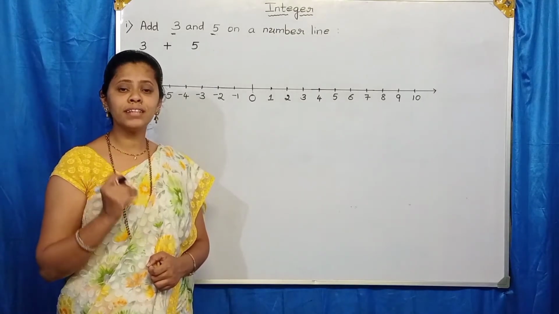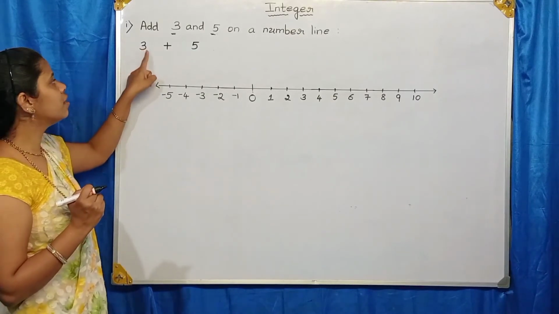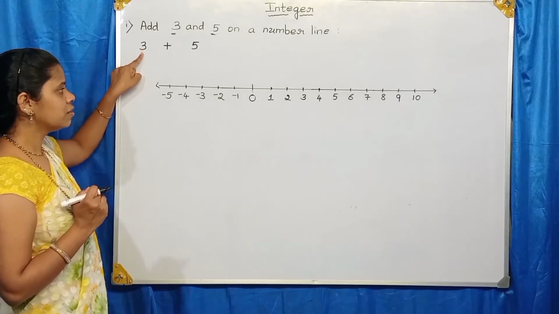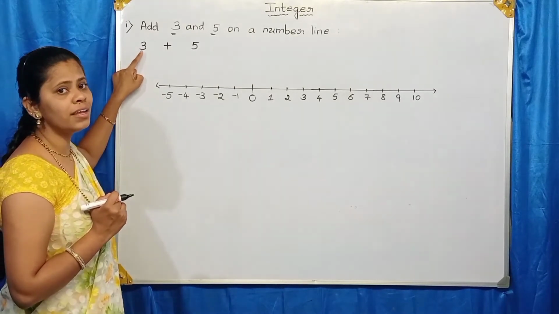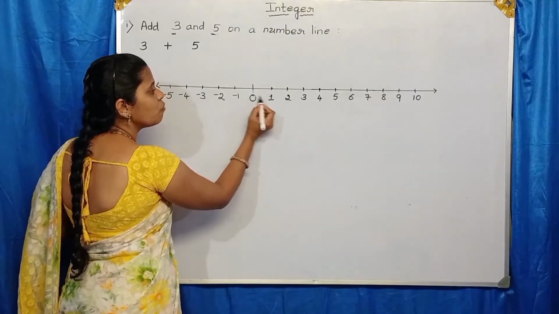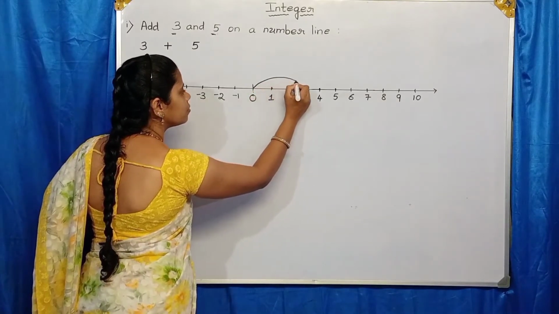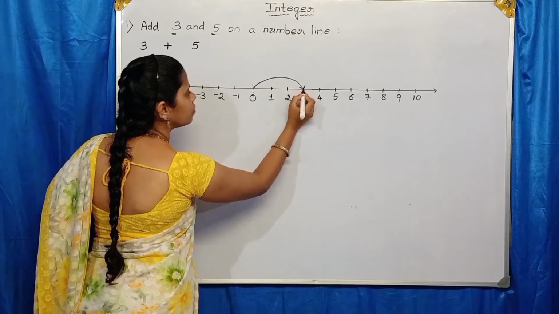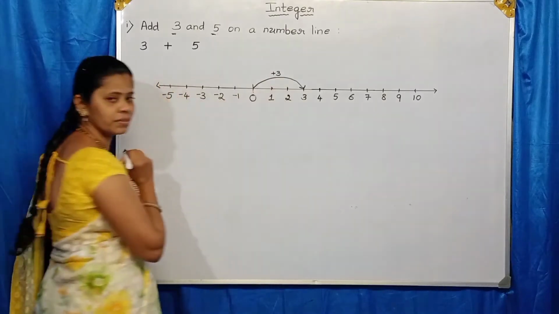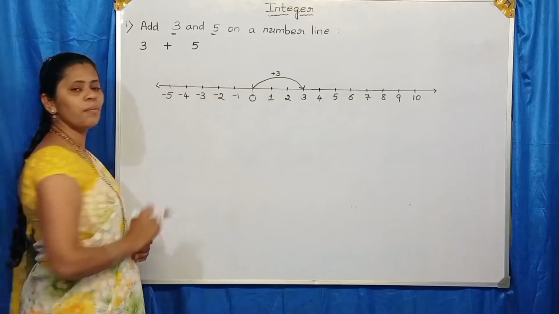Then the first step to add is to mark this point on a number line. Which is the first number? 3, it is the first number. So, mark this point on a number line. How to mark? 3 it is here. From 0 we have to move 3 steps. Isn't it? Like this. It represents plus 3. Okay. Now, you have to mark the next number on a number line.